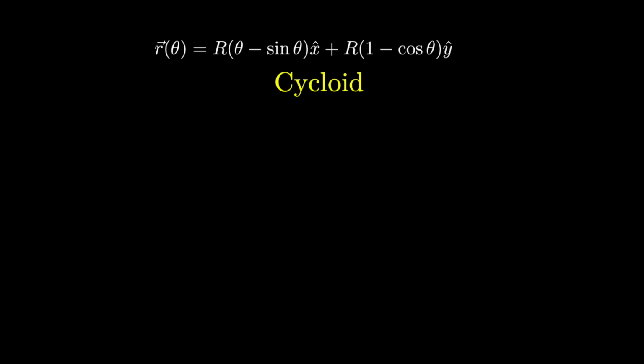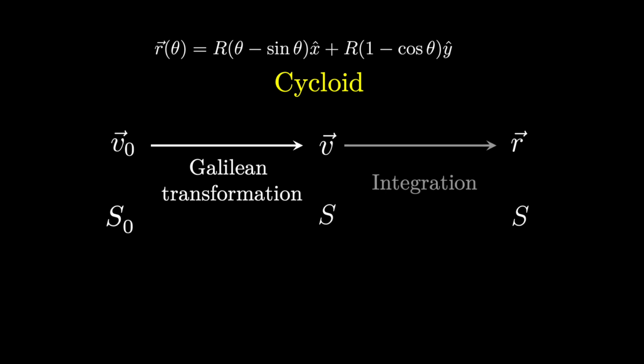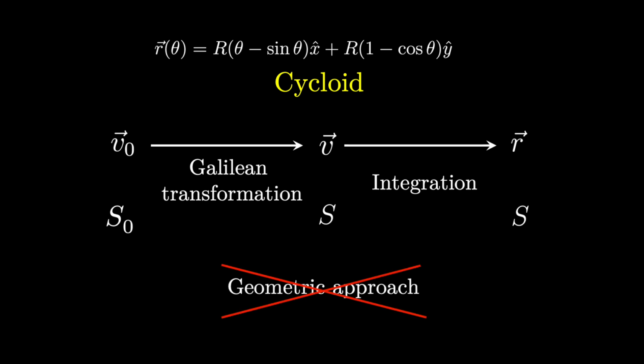It is worth highlighting the procedure by which we deduce the cycloid equation. We started from the velocity vector in frame S sub 0, where the wheel only rotates. Then, we obtain the velocity vector v in frame S, where the wheel both rotates and translates without slipping, through a Galilean transformation. Finally, we obtain the position vector providing the parametric equation of the cycloid by integrating the velocity vector. This is a much more efficient way of deducing the equation of the cycloid than the purely geometric classical method.